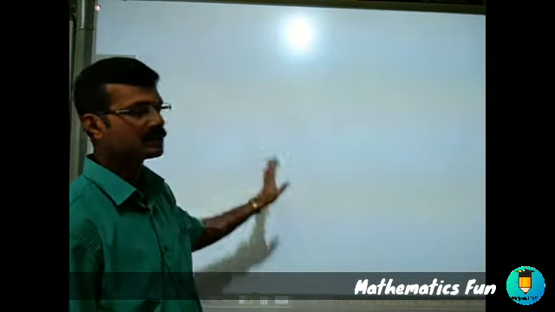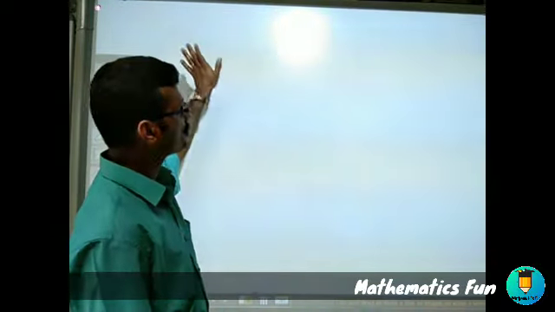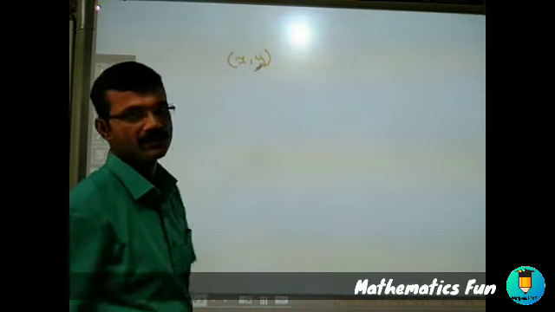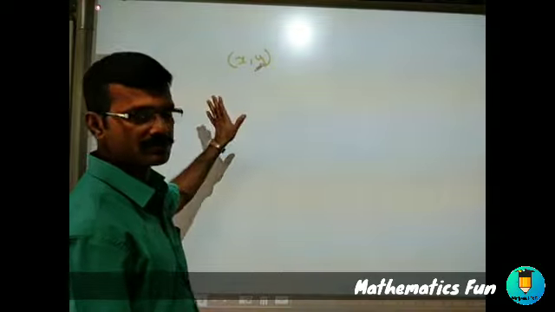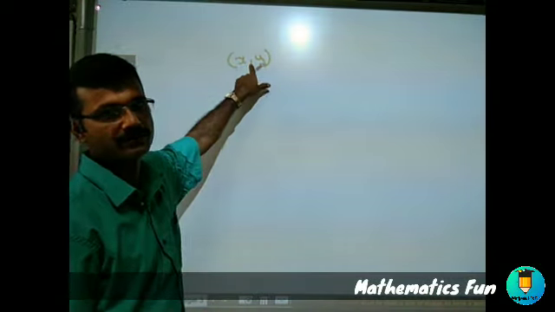Very simple thing. First of all, we'll assume the moving point. The first step, we'll assume that the moving point is x comma y. We'll take the moving point to be x comma y first of all. Locus means the path of a moving point. So the moving point we'll assume as x comma y.